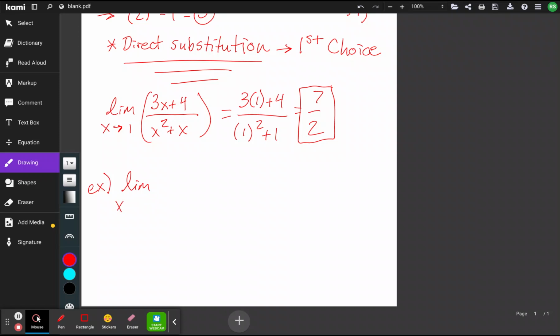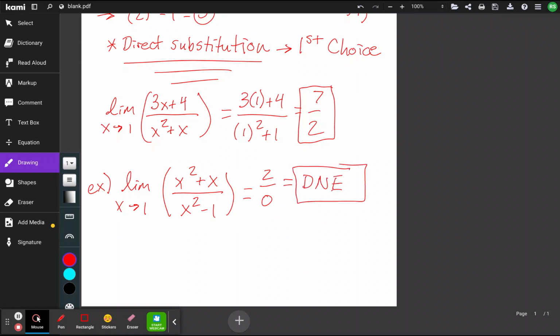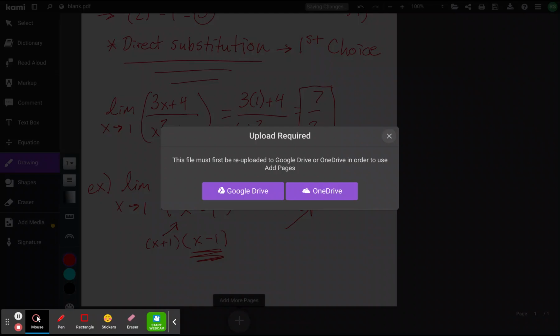So if we want to find the limit as x approaches 1 for (x squared + x) over (x squared minus 1), we're going to try direct substitution first. We'll get 2 over 0. You can't divide by 0, therefore the limit does not exist. We'll talk about this a little later in this unit when we get to discontinuities. But if we were to factor the denominator, we'd have (x + 1)(x - 1). You actually have a vertical asymptote when x is equal to positive 1. If you remember graphing rational functions from first semester, we have a vertical asymptote at 1. We know that as functions approach asymptotes, the limit does not exist.